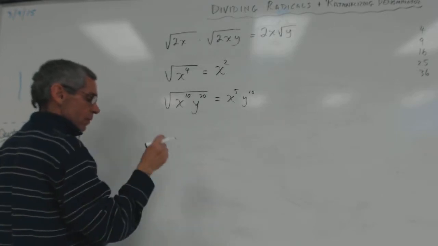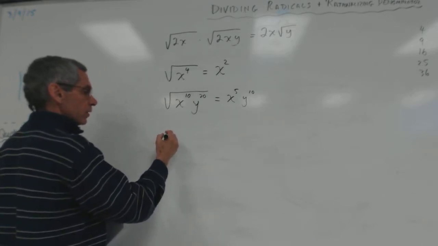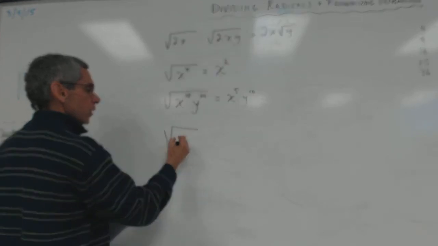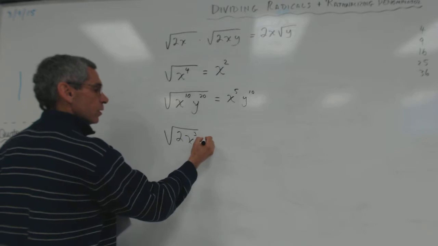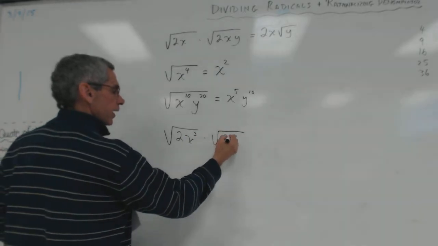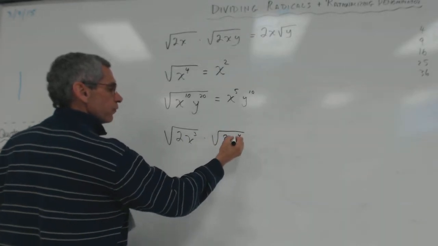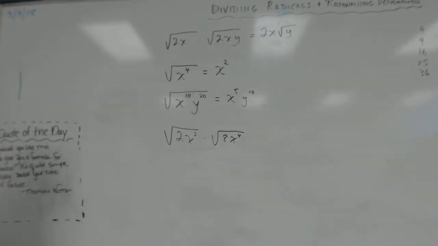All right, what about this? The square root of 2x to the 3rd times the square root of 8x to the 4th. Okay, guys, focus.